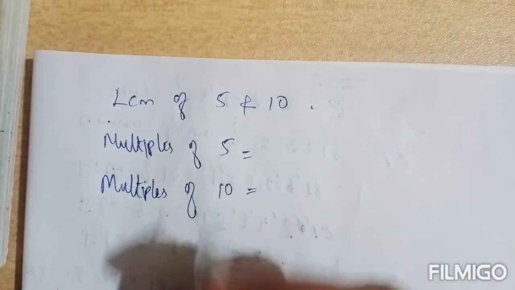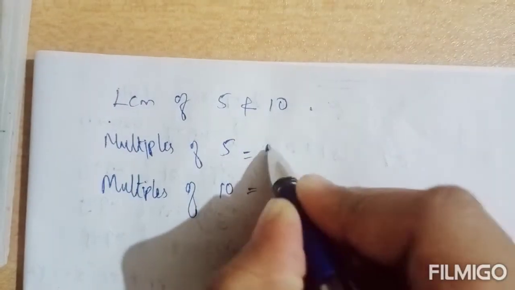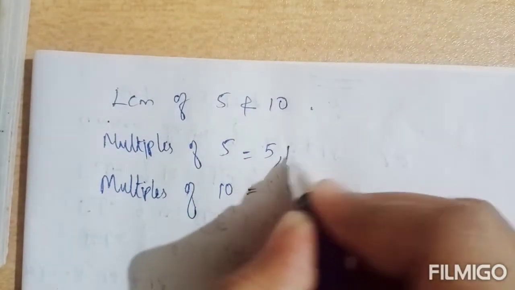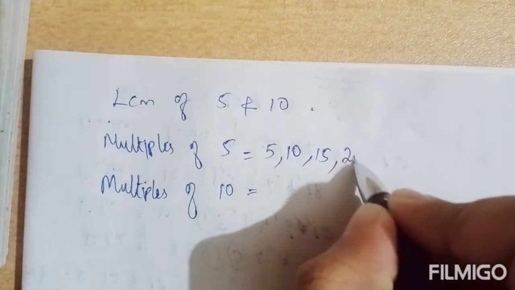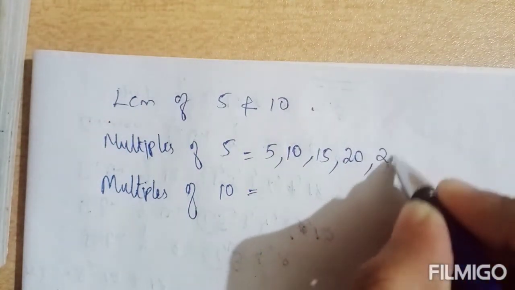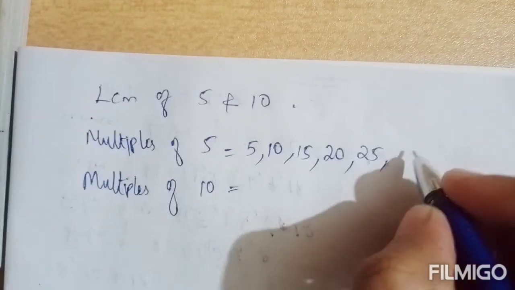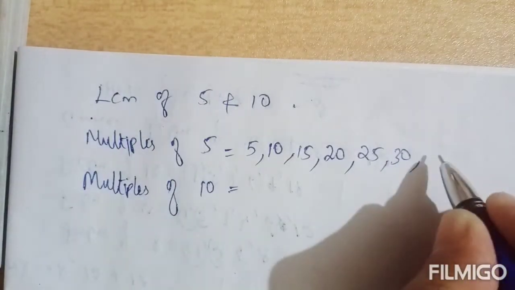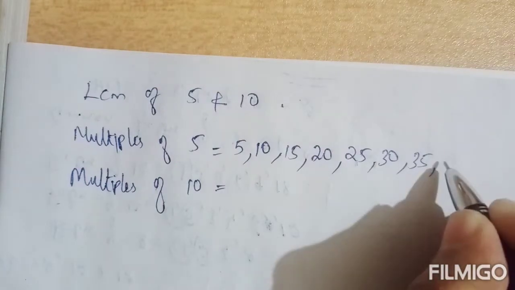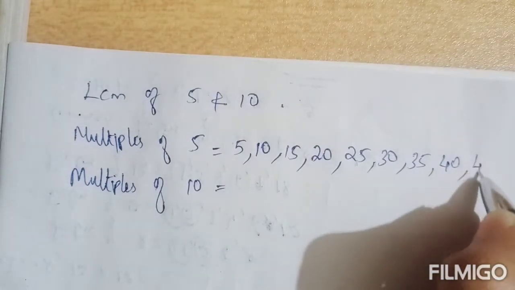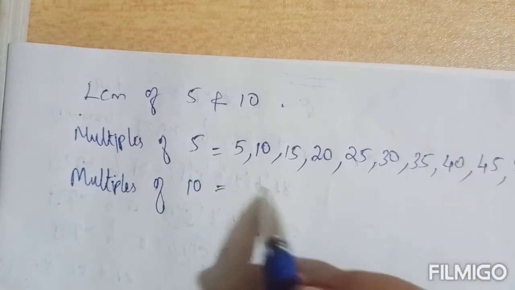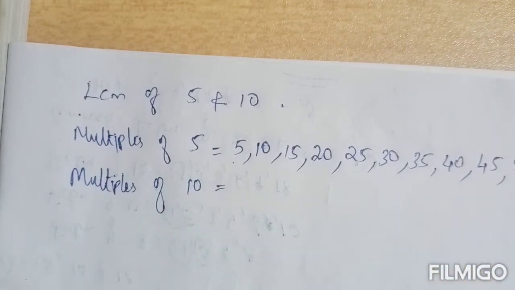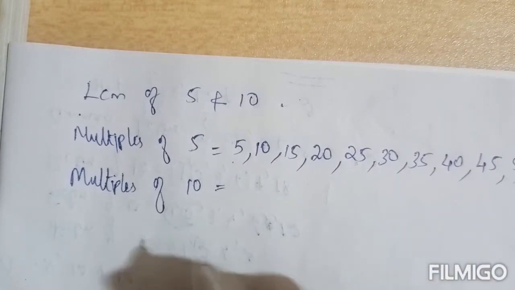Multiples of 5, how can you find? 5 into 1, 5. 5 into 2, 10. 5 into 3, 15. 5 into 4, 20. 5 into 5, 25. 5 into 6, 30. 5 into 7, 35. 5 into 8, 40. 5 into 9, 45. 5 into 10, 50, etc. Let us stop here. These are the multiples of 5: 5, 10, 15, 20, 25, 30, 35, 40, 45, 50.